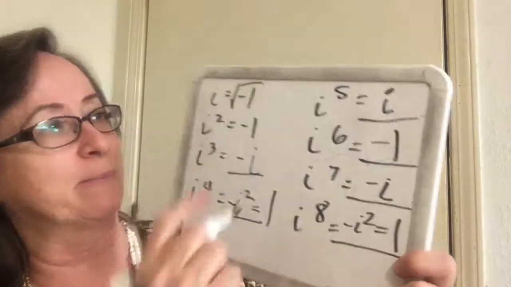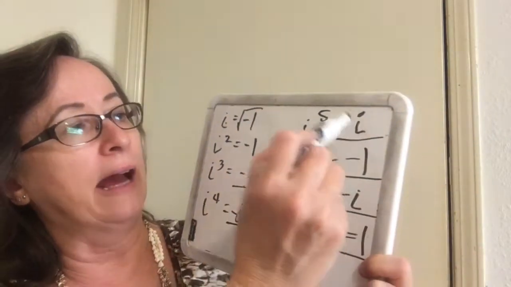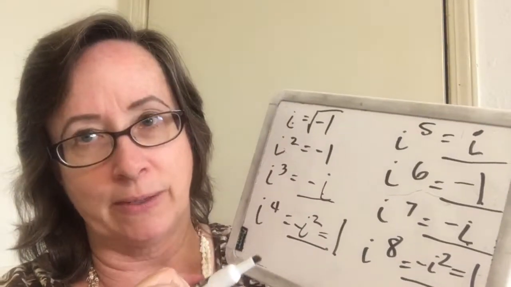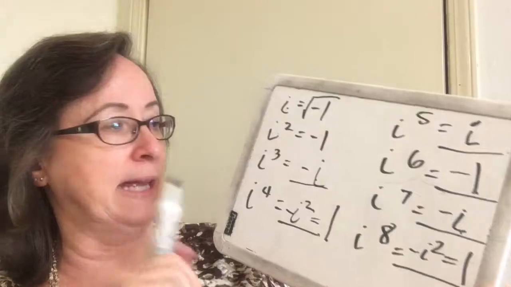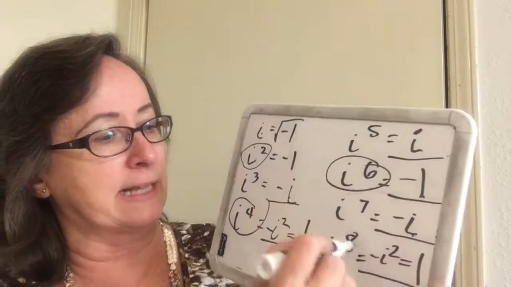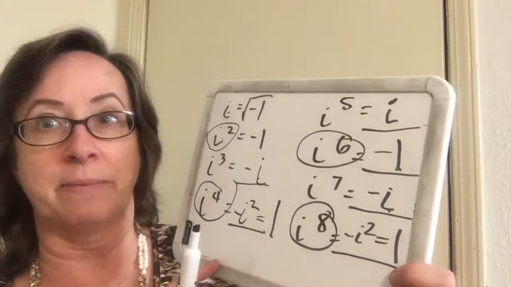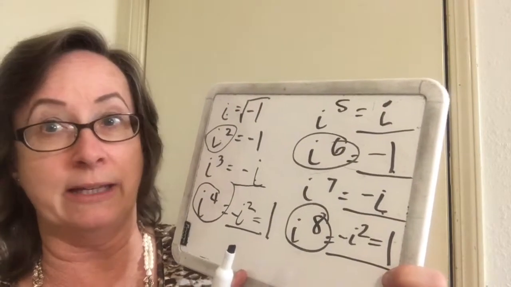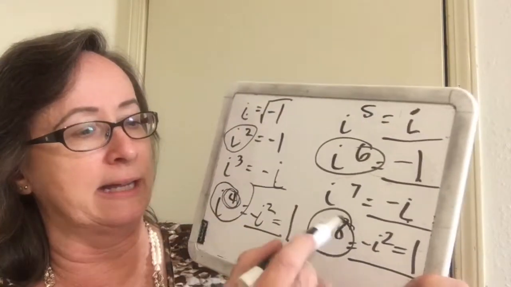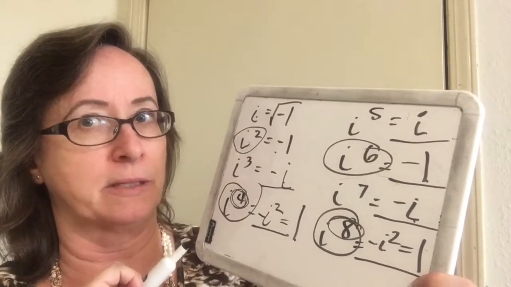Now notice what's happening. i, negative 1, negative i, 1. i, negative 1, negative i, 1. That sequence continues forever. So notice a couple of cool things. If I have an i squared, an i to the 4th, an i to the 6th, an i to the 8th, an even powered i will get a real number, and that real number will be 1 or negative 1. It will be 1 if that power is a multiple of 4. It will be a negative 1 if it's even but not a multiple of 4.